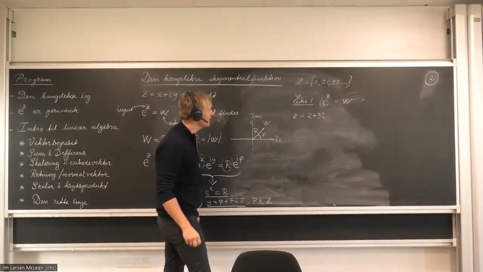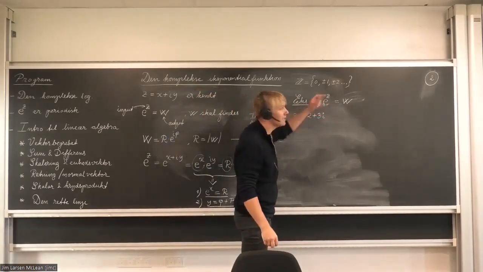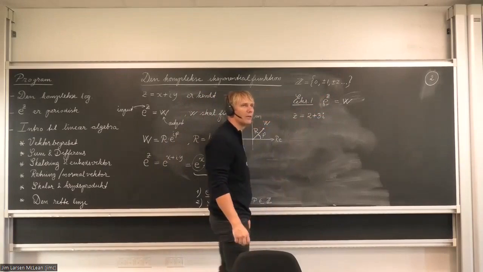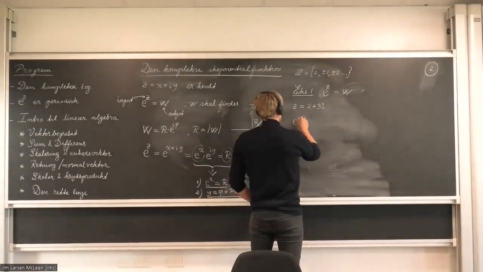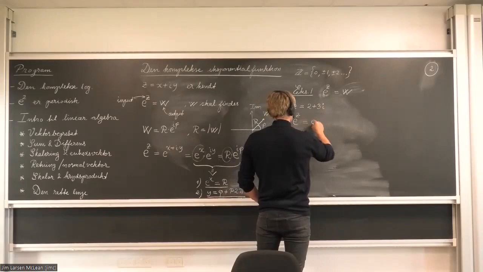So if z is 2 plus 3i, what does e to the power of z become? That's the question one asks oneself when dealing with a complex exponential function. So what does e to the z turn out to be? It has to be e to the 2 plus 3i.